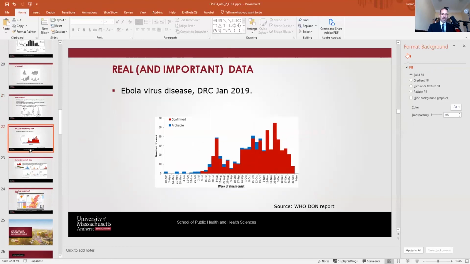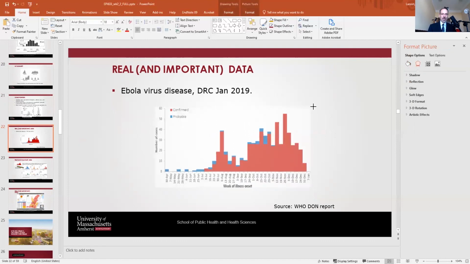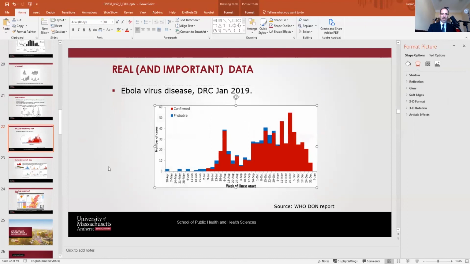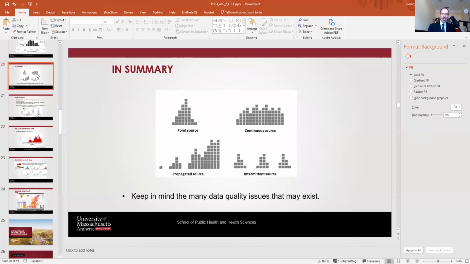So here's real and important data about the Ebola outbreak in the DRC in January 2019, confirmed and probable. And so what we see here is these 2 sort of spikes. And so I guess I ask you, what sort of transmission would you think it would be? I mean, looking at this, what could this be?